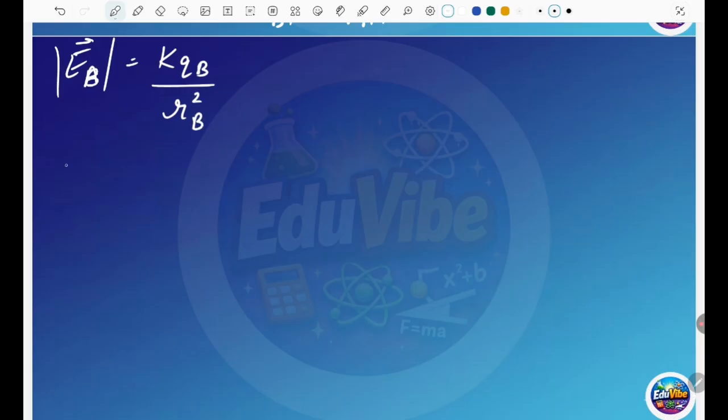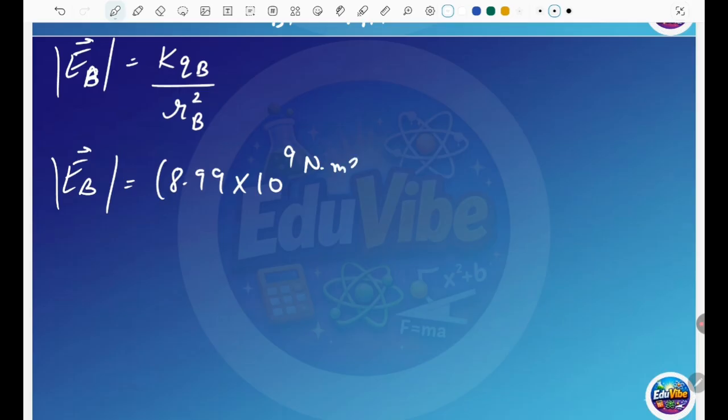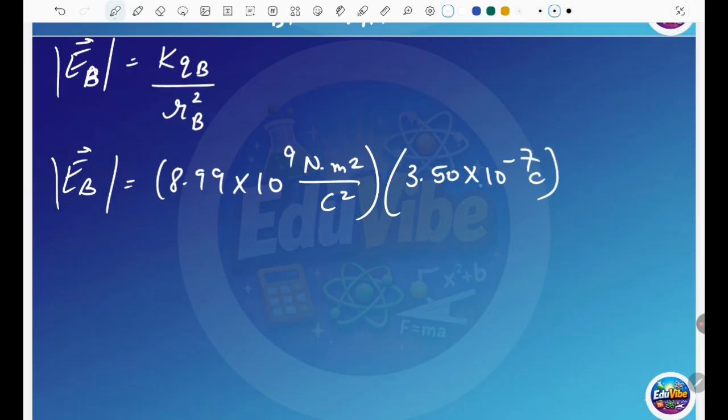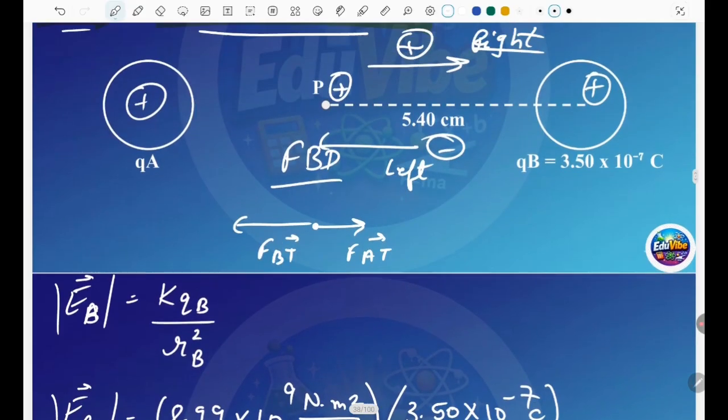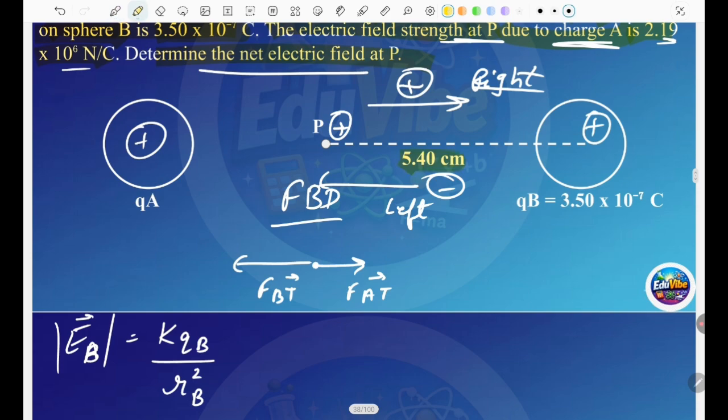Finding it for B: k has a value of 8.99 times 10 to the power 9 newton meter squared per coulomb squared. Q B is equal to 3.50 times 10 to the power minus 7 coulombs, divided by 5.40 centimeters. It should be in meters, which is 0.0540 meters.